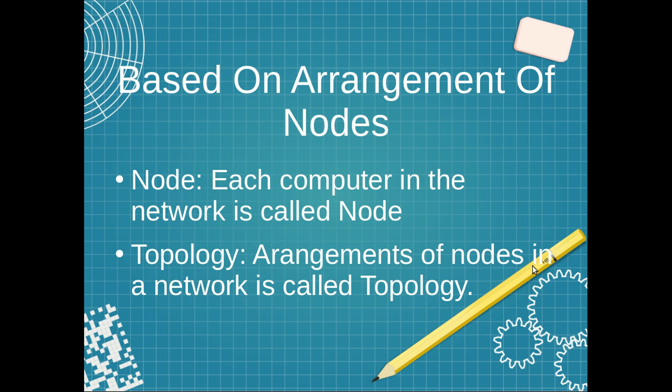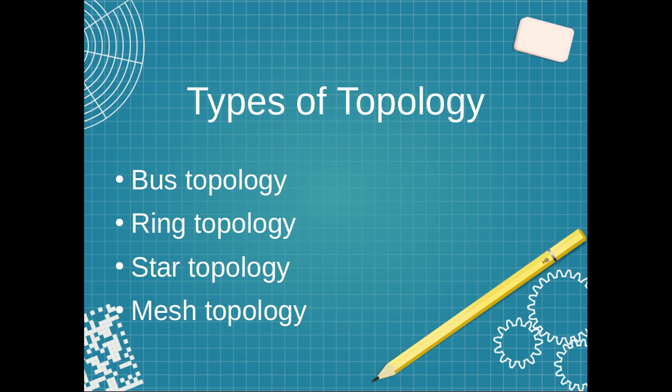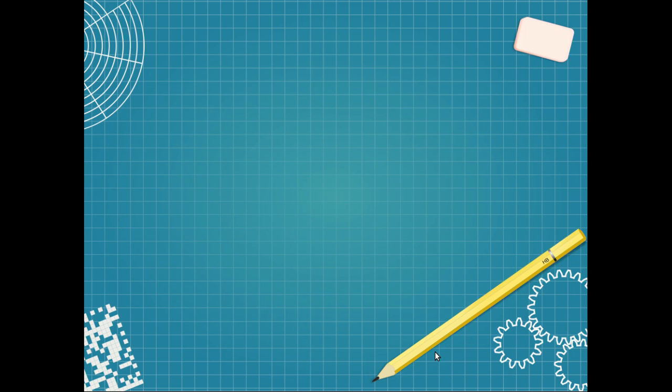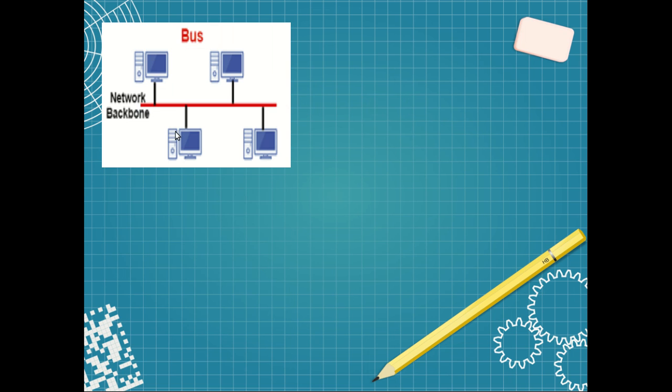So now based on this, we will classify our networks again into 4 different types. So that is based on topology, you will classify your networks into 4 different types. So the 4 topologies we will be studying here is bus topology, ring topology, star topology, and mesh topology. Now let us study each topology one by one. Coming to the first one, that is the bus topology.